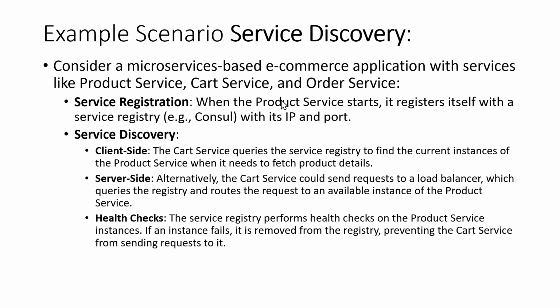Next, what exactly is going to happen in service discovery? We'll understand. On the client side, the cart service queries the service registry to find the current instance of the product service when it needs to fetch the product details. So on the client side, on my side, I am going to find some products. I want some product details, so I will send a request. From there, it goes to the server side.